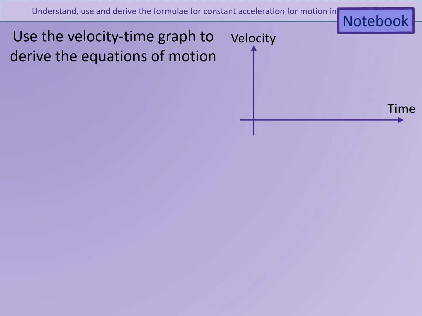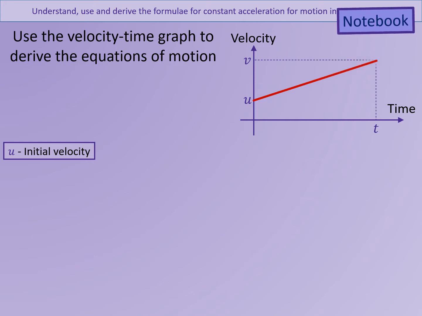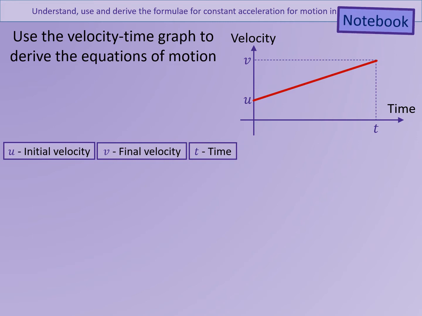So we're going to start with a velocity time graph, and we're going to consider an object that starts with an initial velocity of u. U is the letter that is used to describe initial velocity in this case. It's then going to accelerate at a constant rate until it reaches a velocity of v. So v is the final velocity, and the amount of time that it takes is time t.